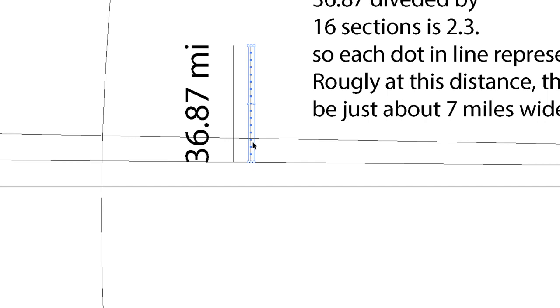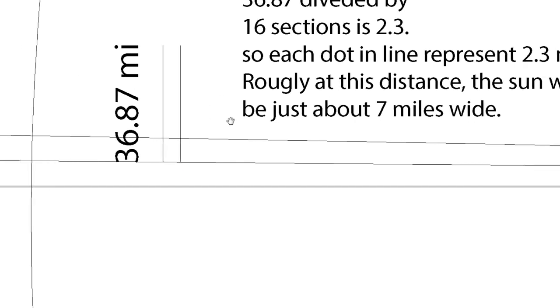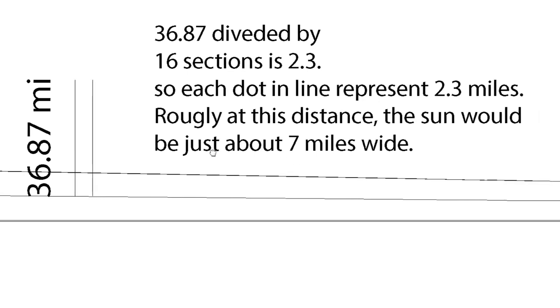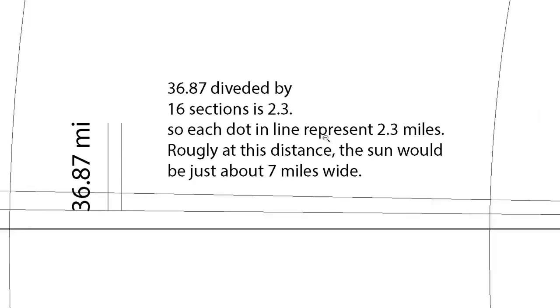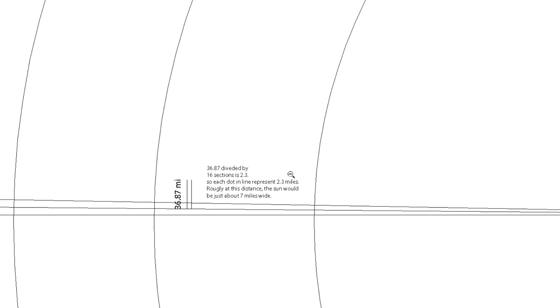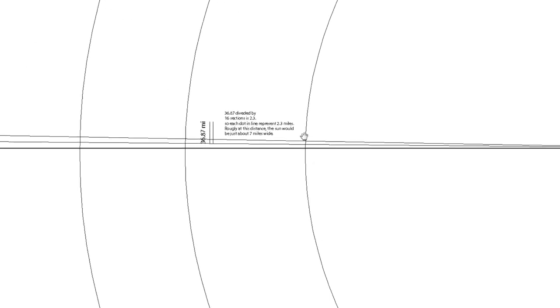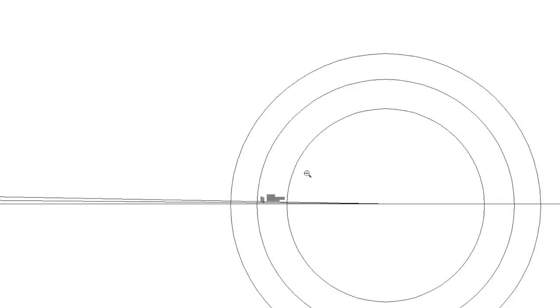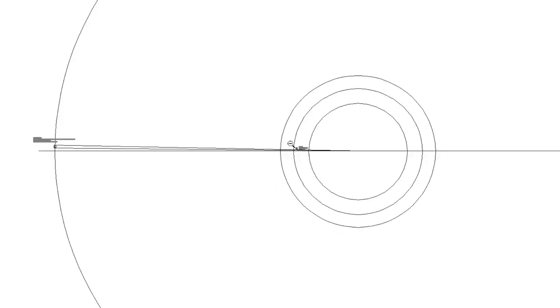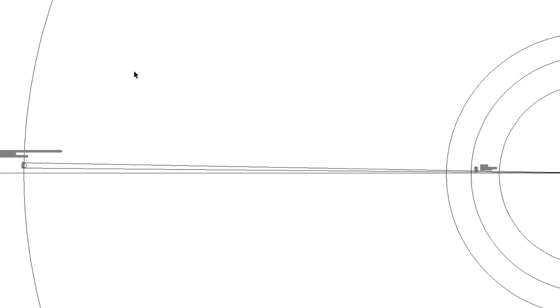We have 1, 2, 3, just a little bit over 3. So we take a little bit over 3 times 2.3, and we get roughly 7. So the sun is 7 miles wide. A little bit different than what they tell you, huh? There you go, 7th heaven. The sun is 7 miles wide. You heard it here first.